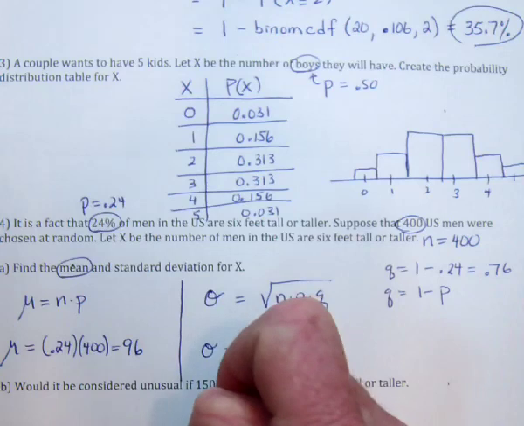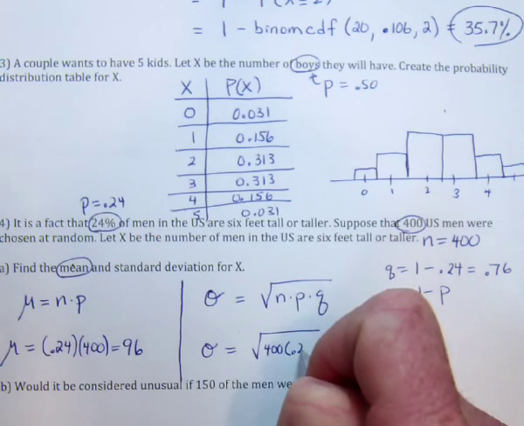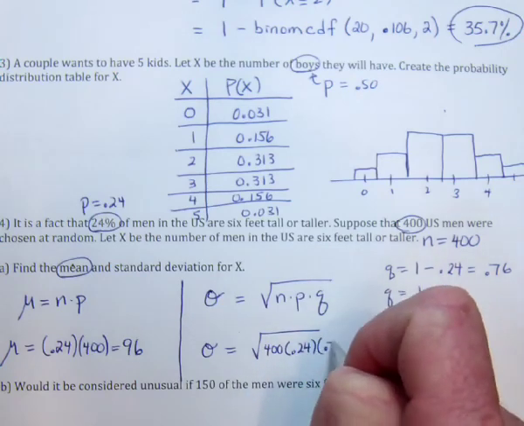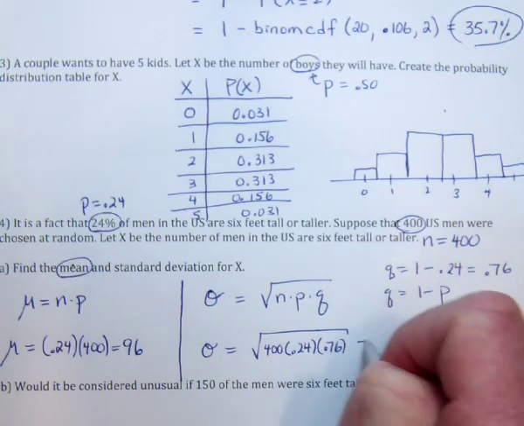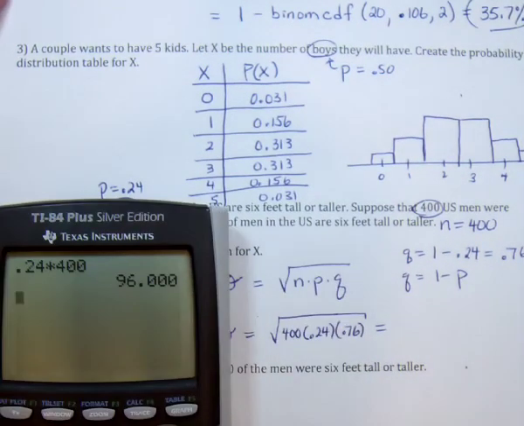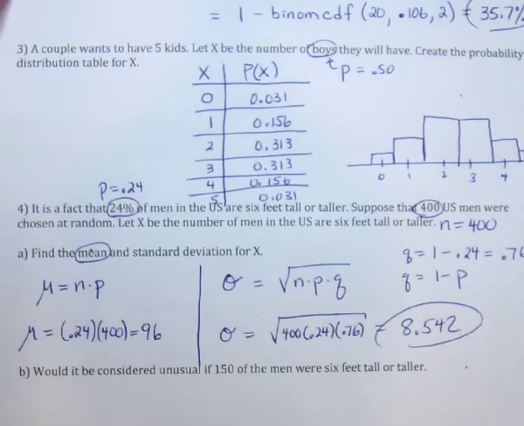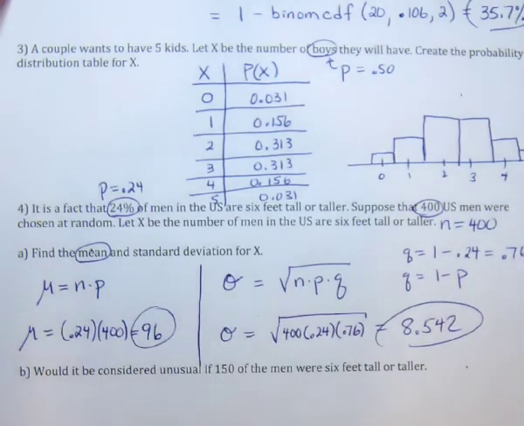So back to the formula, it's going to be the square root of 400 times 0.24 times 0.76. So the square root of 400 times 0.24 times 0.76. The standard deviation, 8.542. Beauty.